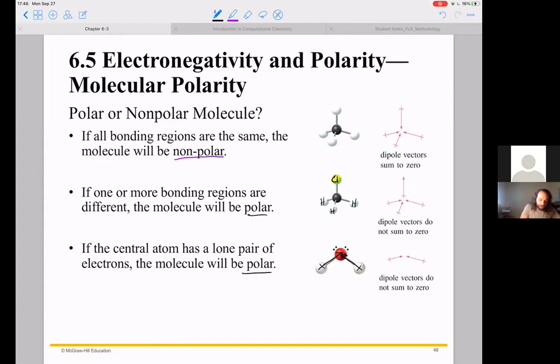All right, so this is how you can tell pretty easily whether a molecule is going to be polar or nonpolar. If all the bonding regions are the same, it's nonpolar. If one or more is different, it will be polar. And if there are lone pairs on that central atom, it will also be polar.